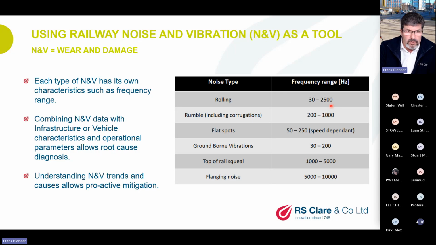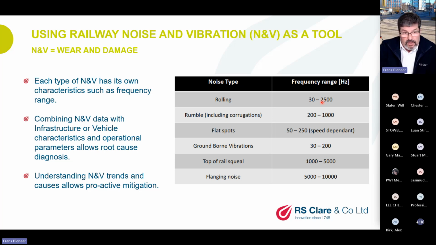So these are just examples of frequencies. For rolling noises, it's usually between 30 to 2,500 hertz. What you'll also see here is that many of these frequencies will be crossing each other. So you won't have just one frequency for one specific noise, but there are ways that we can eliminate those and get straight to the point of what the problem is.